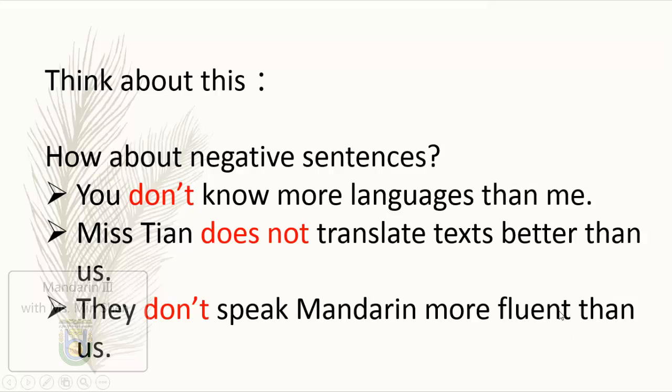Afterwards, at the end of this video, I would like you to think about this. We already know comparison with a verb, and we already know how to put the object. Now comes up the question. How about if you change all those comparisons into a negative form? Let's look at the examples here. How do you say this sentence? You don't know more than me, right? And Miss Tian does not translate better, right? And they don't speak Mandarin more fluently than us. So how about these negative forms? Where do we put this no?